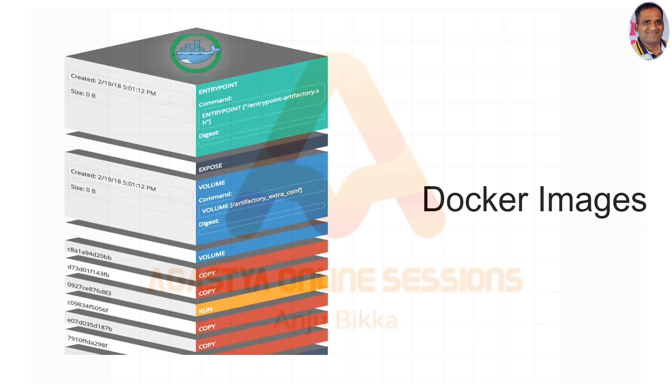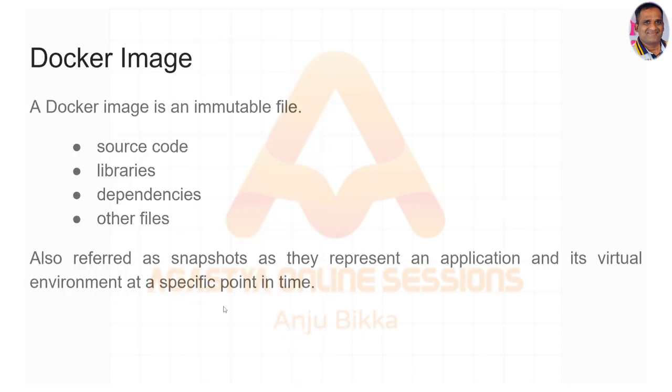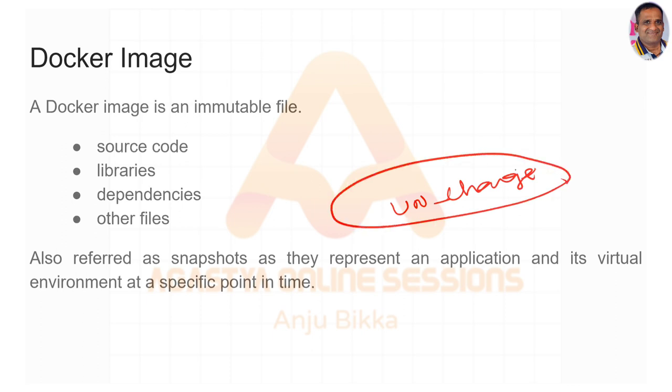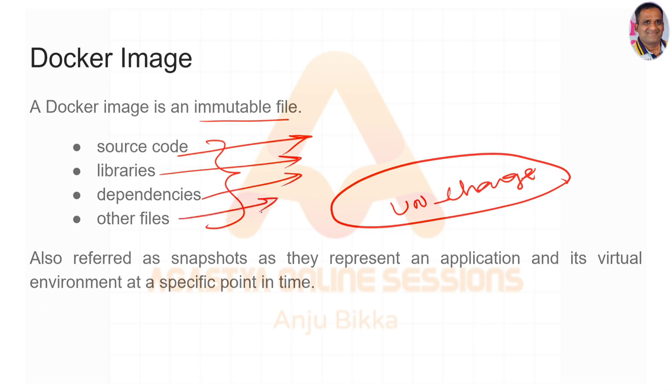And also we created a Docker image by using a Dockerfile. So what is a Docker image? If you see in this diagram, a Docker image consists of different layers. These layers are read-only layers. So a Docker image is immutable. What is the meaning of immutable? Unchangeable. You can't change this Docker image once it is created. What does it consist of? It consists of source code, libraries and dependencies, and other software required by the source code.